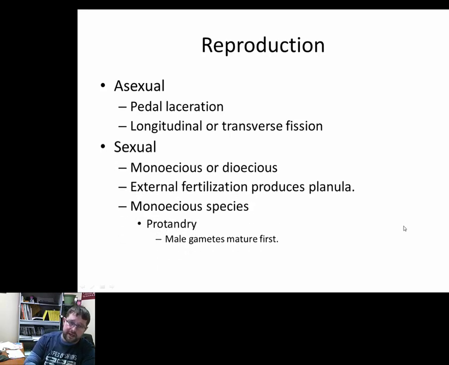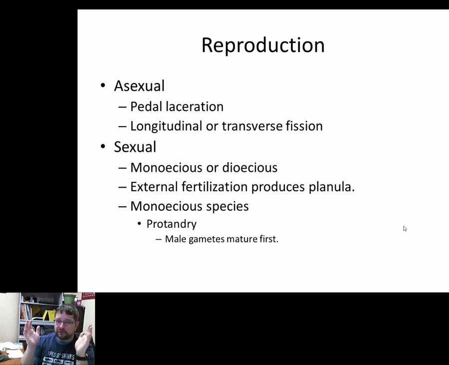Sexual reproduction, again, also depends on the species of organism, whether they are monoecious or dioecious. All right, so certain species will produce male and female parts. Other times we have male and female individuals. For the most part, the planula is free swimming, okay, and it's external fertilization. In the monoecious species, they normally show what we call protandry. In other words, the male gametes mature first.